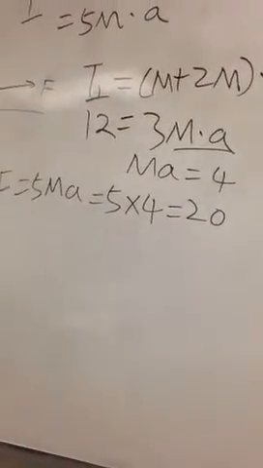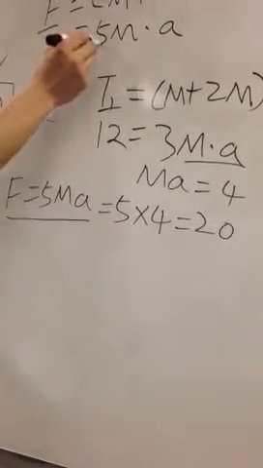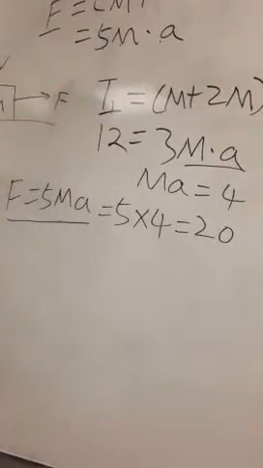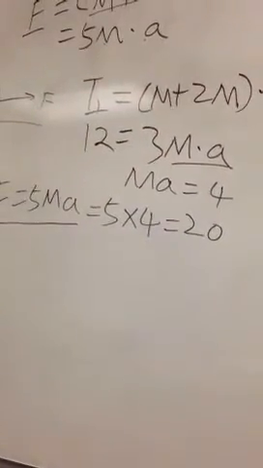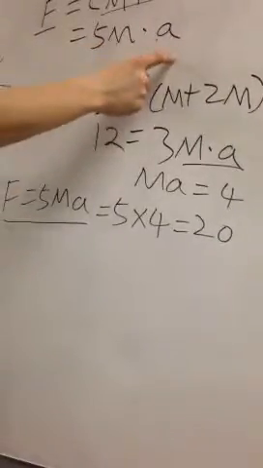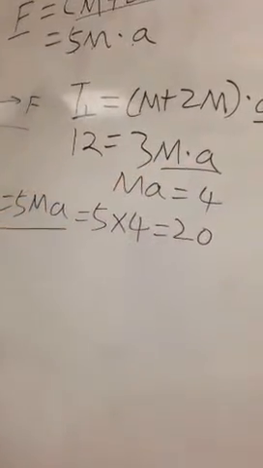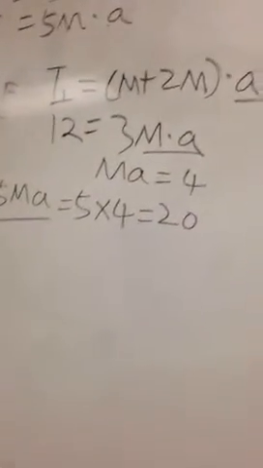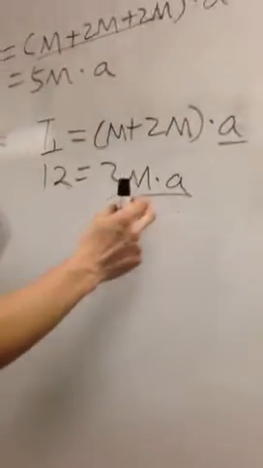Wait. I get the 4 part, and then where do we get the 5 from? F equals 5MA. The 5 is from 5M. You got this part, F equals 5MA. You got here, 12 equals 3MA. I don't know how the 4 and 5 get together. I get all the separate calculations, the force. You got this and I got this. How do you put them together? I don't get that.